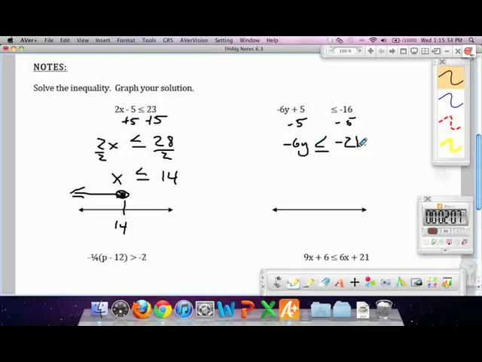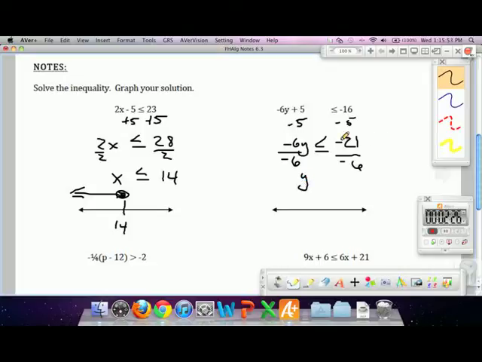Okay, we subtract it so the sign stays the same. Subtraction does not change the inequality. Okay, now what do we do? Divide by -6. Oh man, this other one just overwhelmed me. Why? Ooh, 21 over 6. This is a fun one.